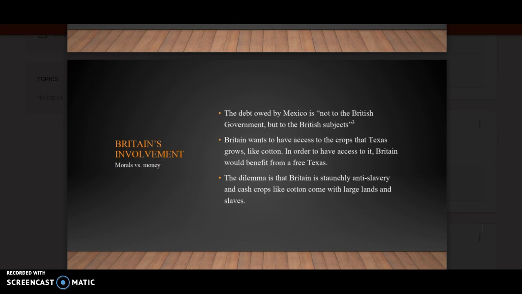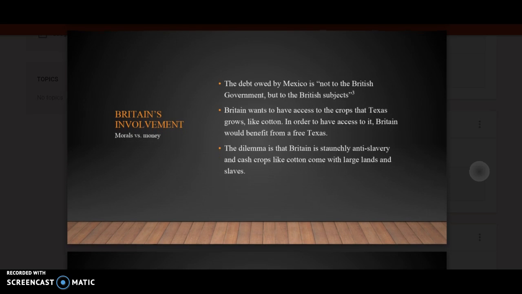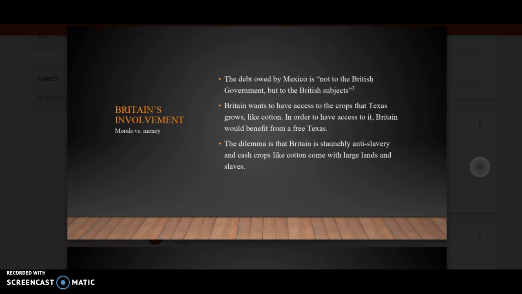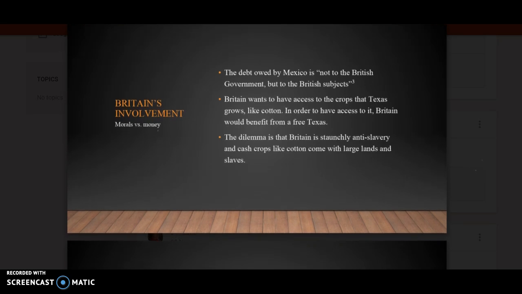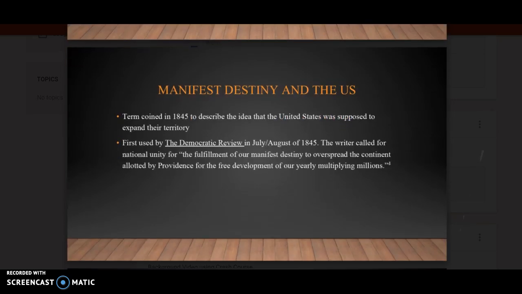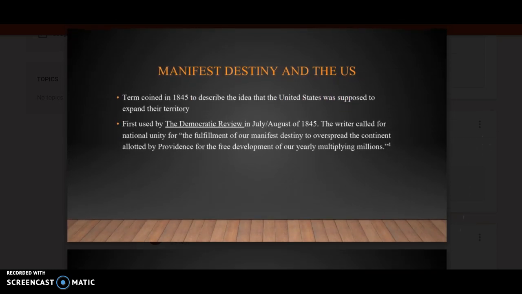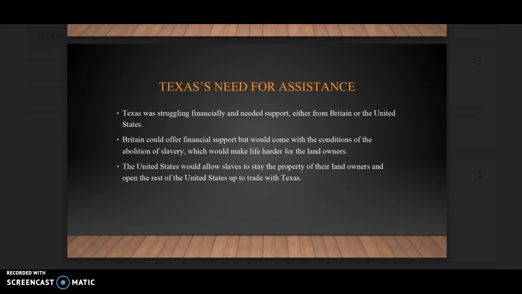And then a detail of Britain's involvement, which goes back to when Mexico declared their independence from Spain and the importance that Britain had over Mexico's ability to create its own country and the financial investment that was put there, as well as the political investment. A little bit on Manifest Destiny, and then why Texas was needing assistance and why they were even debating becoming a state instead of staying a free republic.